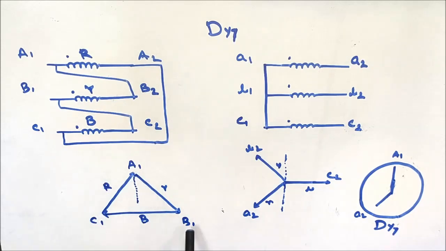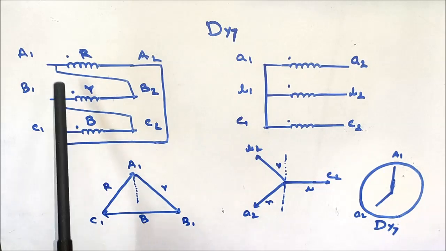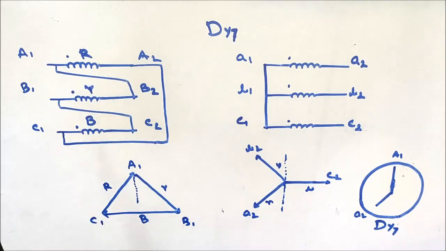In between B1 and A1, in between A1 and B1, there exists the Y phase coil, and in between B1 and C1, there exists the blue phase coil in the HV side winding. So if I draw the virtual neutral and draw a straight line towards the red phase, it will be at 12 o'clock or 0 o'clock in the clock rotation.